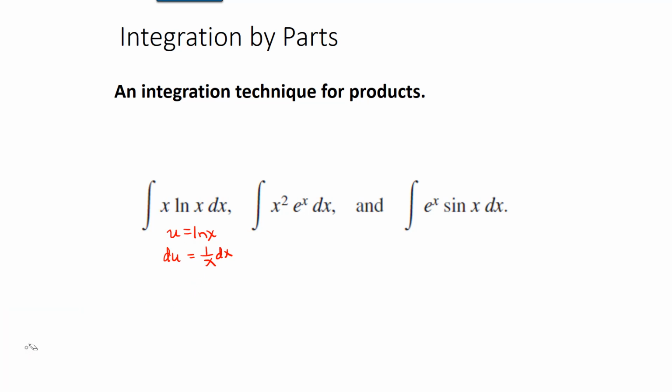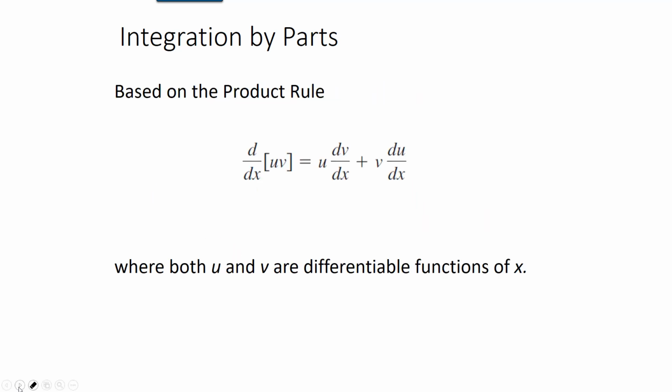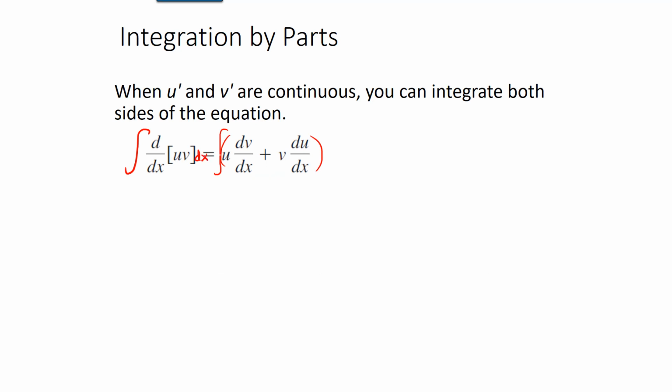So we're going to look at another possibility, which is based on the product rule. You might recall that the product rule says that the derivative of a product of two functions, u times v, is u times the derivative of v plus v times the derivative of u. So we're going to integrate both sides of this equation with respect to x, and when we do that, we see that we get just uv on the left.